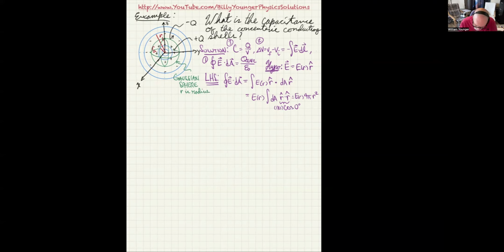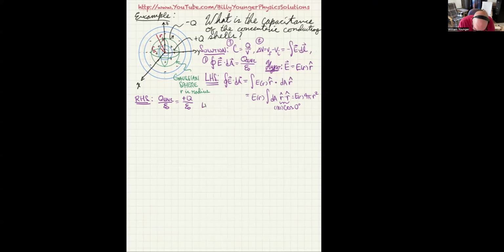So now we have the left-hand side. The right-hand side, as always, is Q enclosed over epsilon naught. The Q enclosed is all the charge that's inside. If we take any radius that is even slightly bigger than RA, and definitely smaller than RB, we will automatically have the total charge positive Q inside. So that's just going to be a positive Q over epsilon naught for the right-hand side.